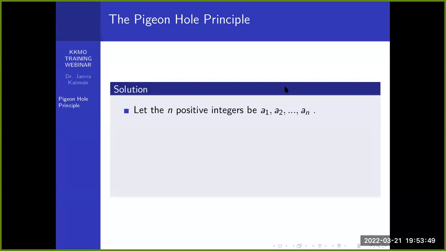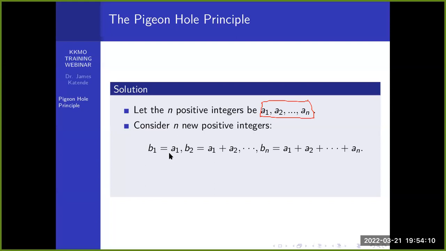Now let's take any set of n positive integers, which we will label a1, a2, up to an. So we have our n integers. We do the following setup: we get cumulative sums of the elements in the sequence. B1 will be a1, B2 will be the sum of a1 and a2, B3 would be the sum of a1, a2, and a3. This goes on up to the end, and Bn will be the sum of all the numbers in the set.